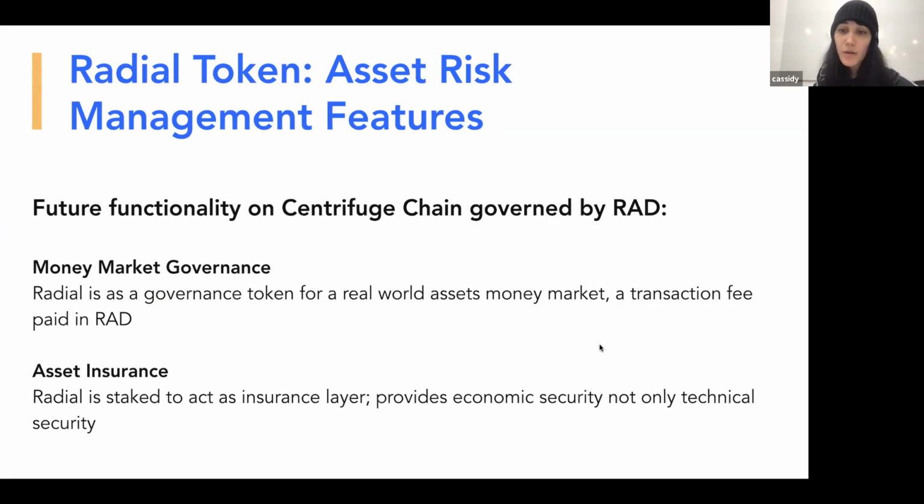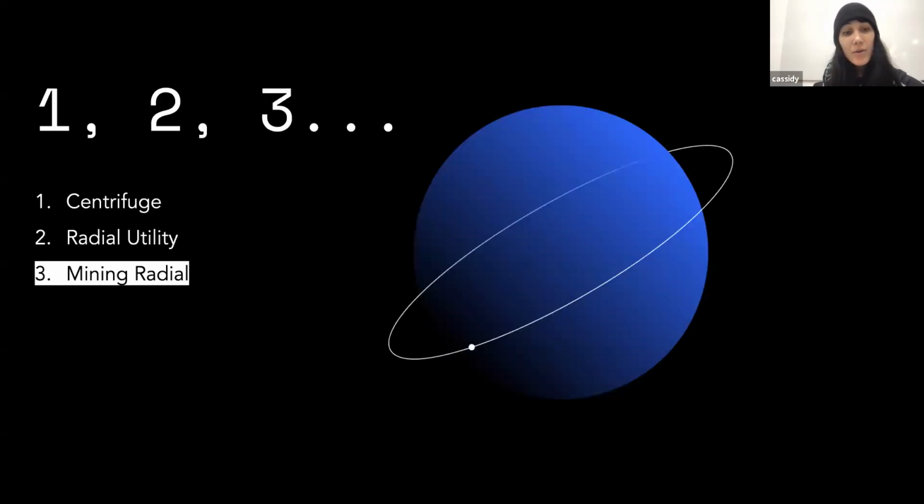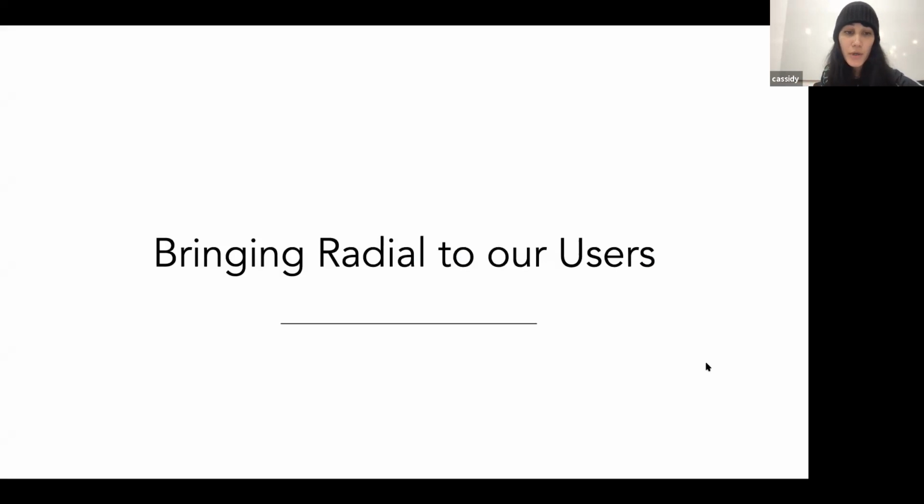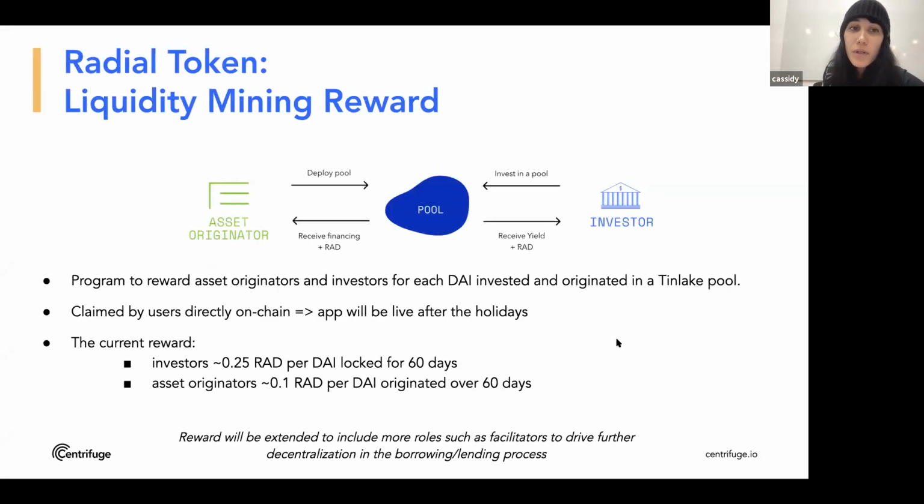So that's just a little bit of overview of both Centrifuge and Radial, what it does in the system. And probably what you're super interested in is how to obtain the Radial token. So we think it's really important to bring Radial to our users. We currently have 3 live distribution channels for current users. The first one is our Liquidity mining reward.